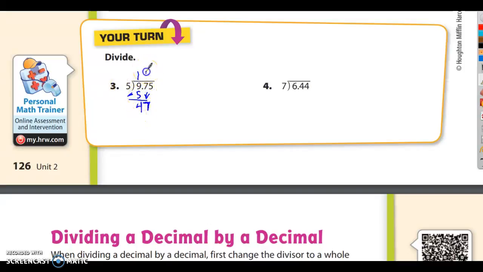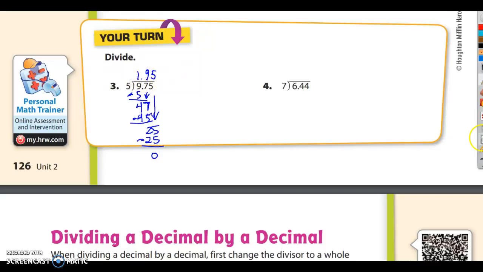5 goes into 47 9 times. 9 times 5 is 45. Subtract and get 2 and 5. 5 goes into 25 5 times. 5 times 5 is 25. No remainder means you're done. Decimal comes straight up.